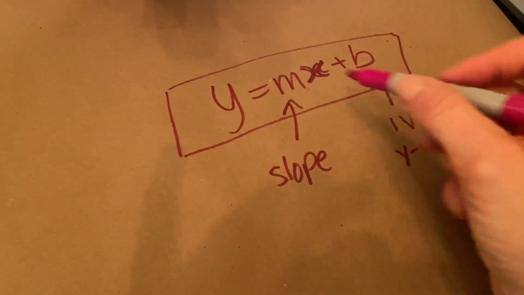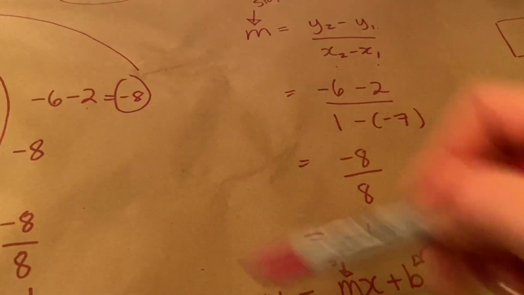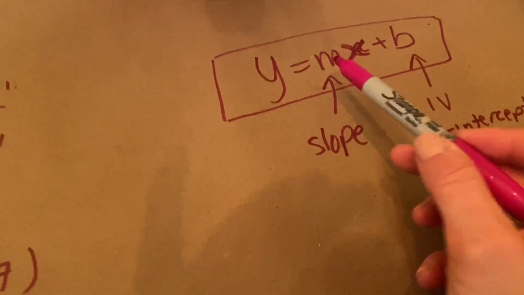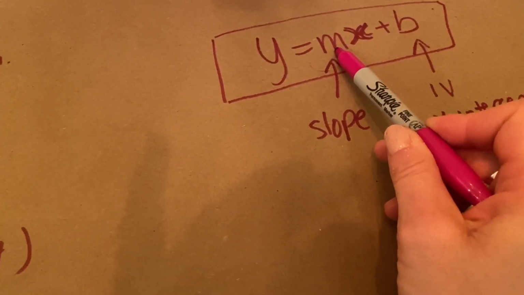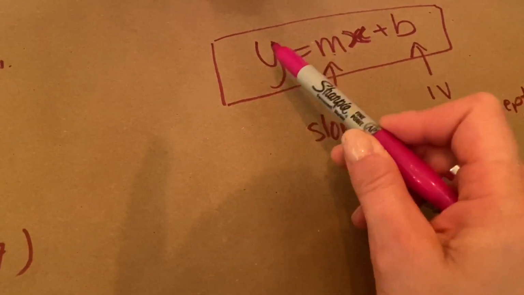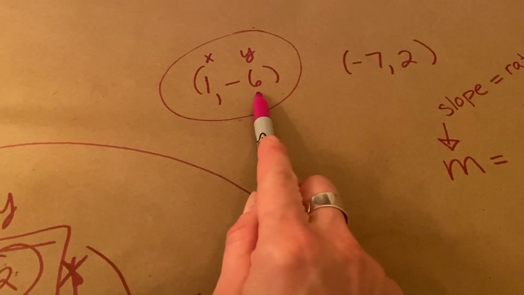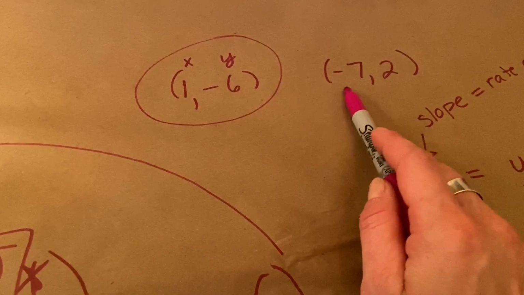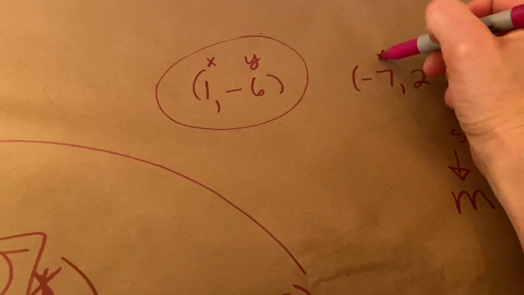You're going to write that down, and you're going to put your answer for the slope that you found using this equation right here for slope. Third step is you're going to find any x and any y that go together. So I chose the 1 and the minus 6, but we could also use the minus 7 and the 2. Let's check to make sure we could have.